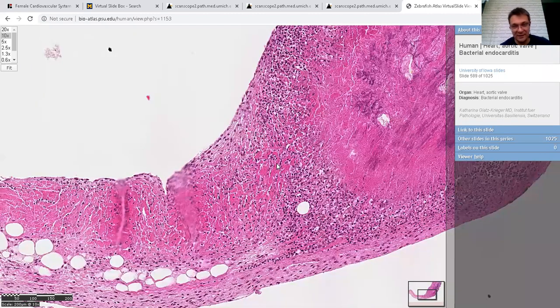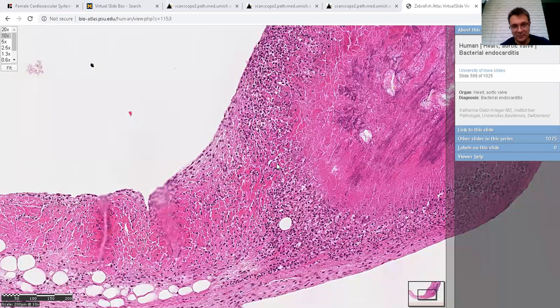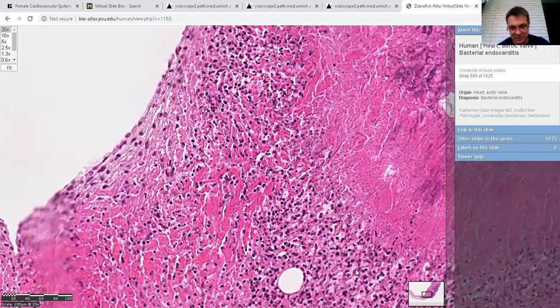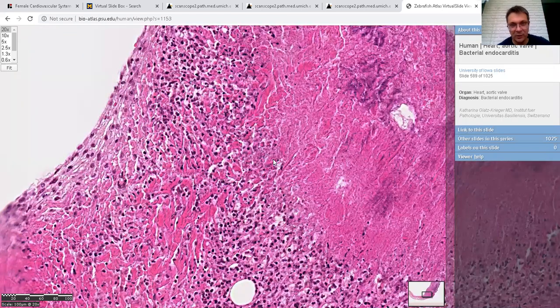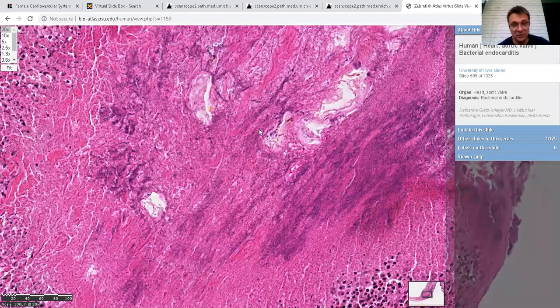So you see the severe inflammation. Severe acute inflammation consists mostly of neutrophils. You see the neutrophils here. They're trying to respond to the infection, which has invaded this site.